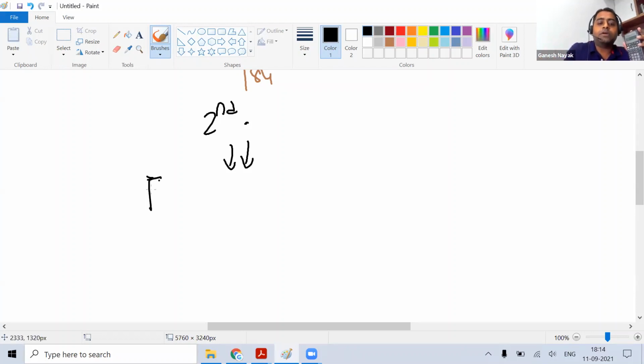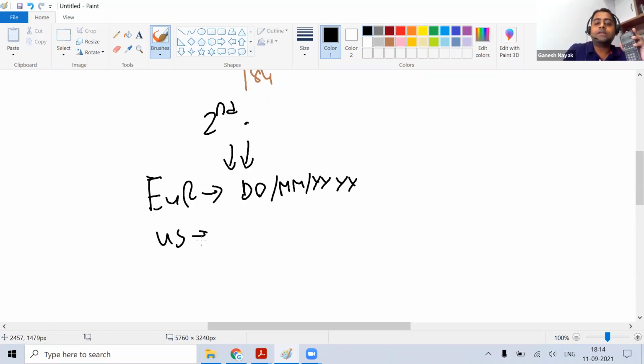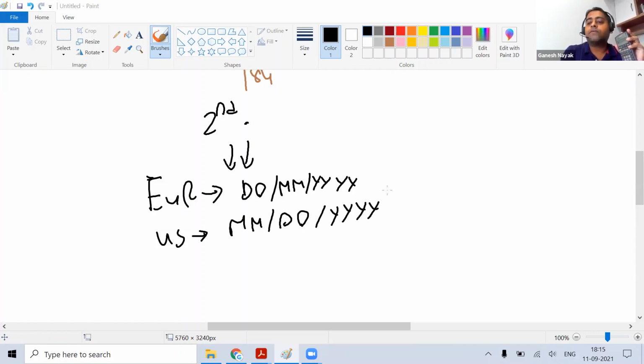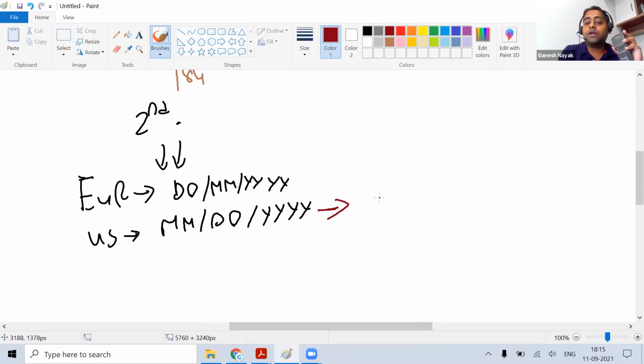I'll just write it down over here. When you see Euro on the screen, it is taking DD, MM, YYYY format. But if it is US, it will take MM, DD, YY. So obviously, because we Indians are more familiar with the European style, we'll convert this into Euro. How will you convert? Press second, enter. When you press second, enter, it will convert it into Euro. Basically, from Euro to US or US to Euro, you have to press second, enter.